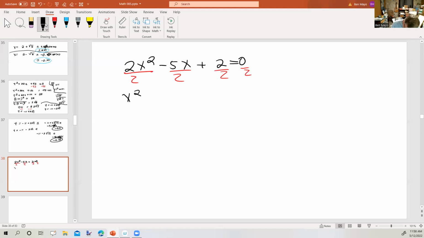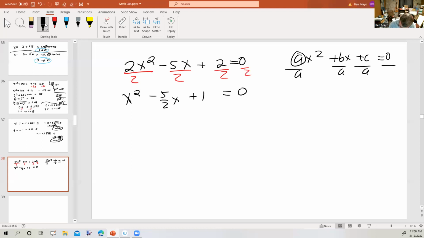So now I've got x squared minus 5/2 x plus 1 equals 0. Okay, so the first step, let's say we think of it as ax squared plus bx plus c equals 0. If a is something other than 1, you divide everybody by a so that now your leading coefficient is a 1. All right. Next move the constant over. So now we're back to what we did before.